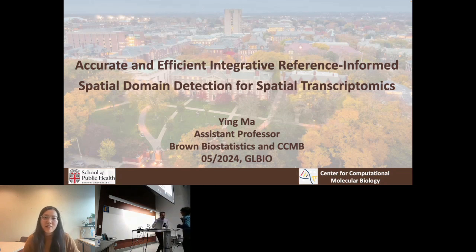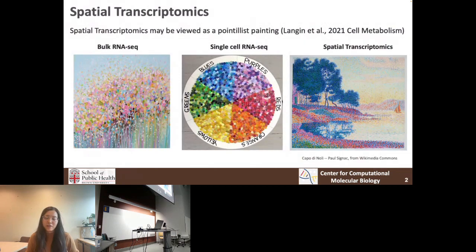So for today's talk, I will talk about my recent research on the novel computational method for accurate and efficient integrative reference-informed spatial domain detection for spatial transcriptomics. As we have all learned from the previous two speakers' wonderful presentations, they gave a very comprehensive overview of the technologies for spatially resolved transcriptomics. And briefly, spatially resolved transcriptomics is a set of new technologies that currently revolutionize our understanding of biology.